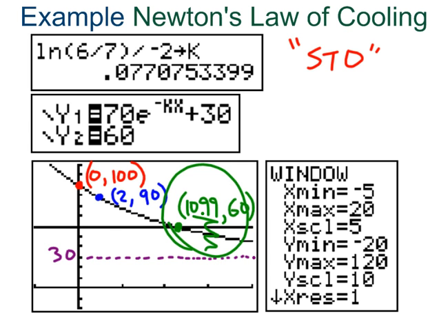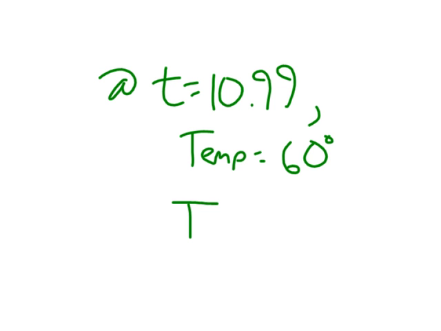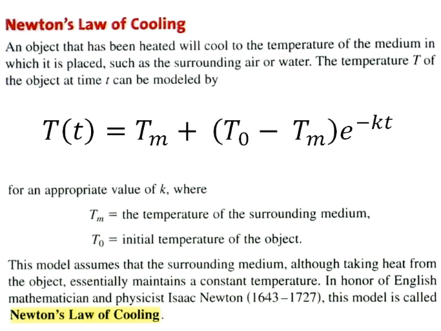This is the time where the temperature is supposed to reach 60 degrees. So you would put that on your paper and say at t equals 10.99, temperature equals 60 degrees. Or if you prefer, you may simply write capital T of 10.99, that's really our answer there, equals 60 degrees, okay? I hope I didn't lose you there. Again, please make the effort to come on by if anything in that didn't make sense.